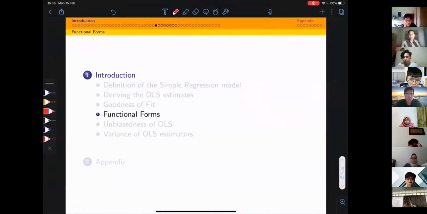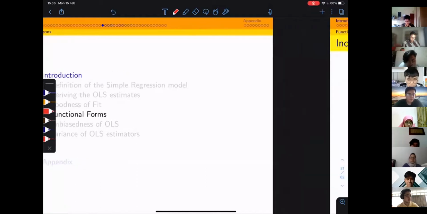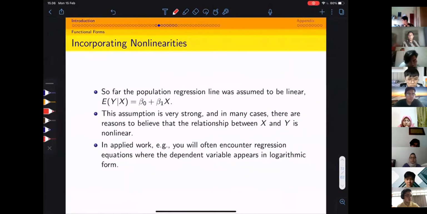Okay. All right. So let's go back to the discussion. We're going to discuss functional forms. So I think understanding functional forms is also going to be important for the modeling side of this chapter. Okay, so let's start. So far the population regression line was assumed to be linear. So the expected value of y conditional on x is going to be a linear function, not only on the parameter, but also on x. Now this assumption is very strong.